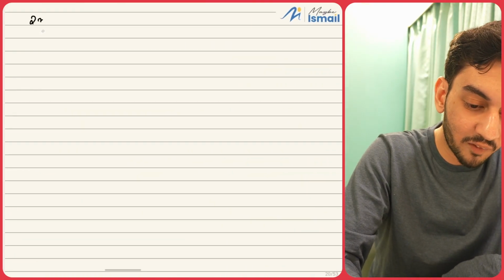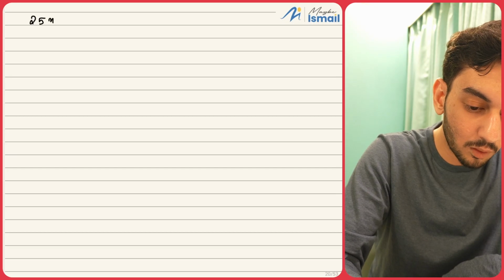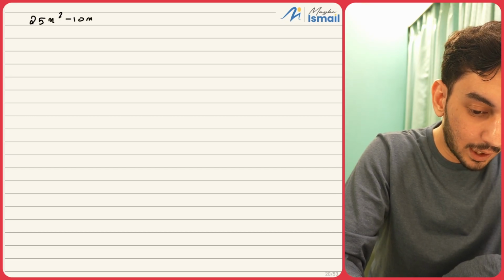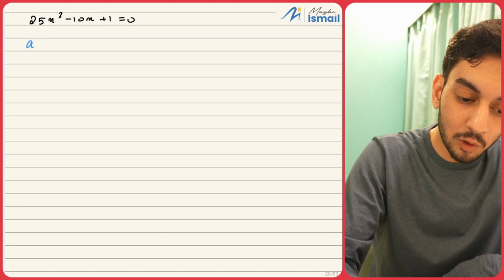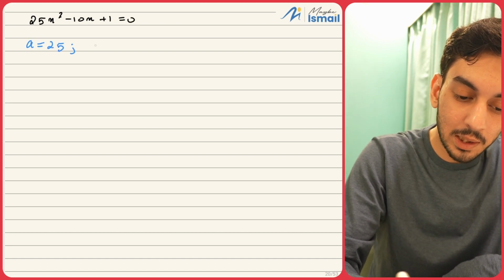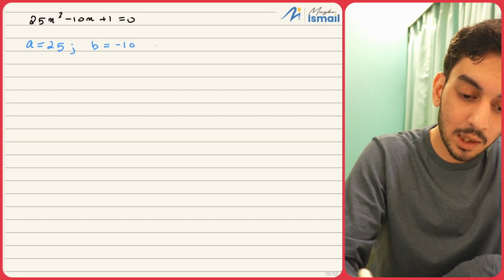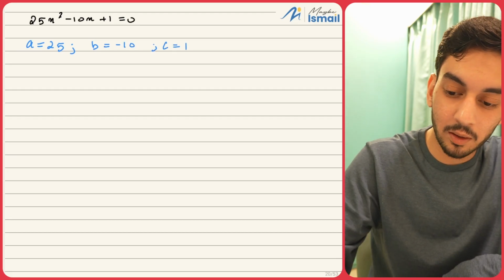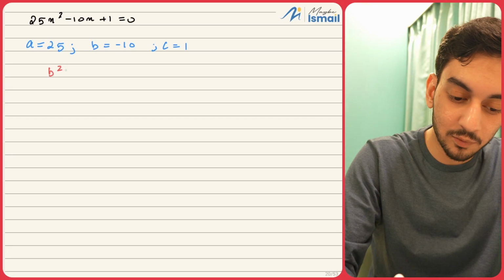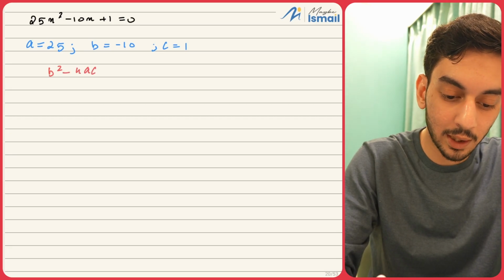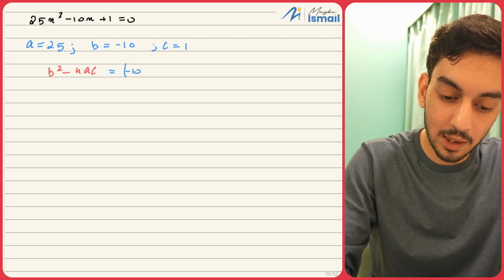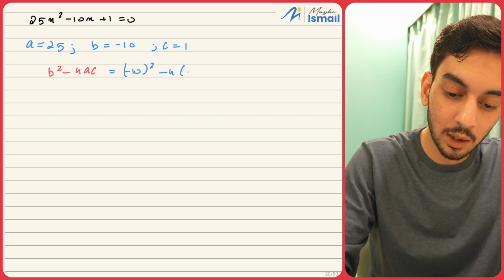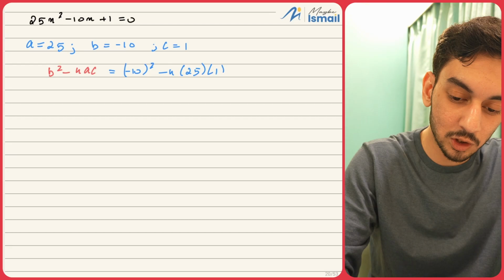So it is 25x square minus 10x plus 1 is equal to 0. A would be 25, b is negative 10, and c is 1. Again, I need b square minus 4ac. So b square minus 4ac would be equal to negative 10 squared minus 4 times a, which is 25, times c, which is just 1.